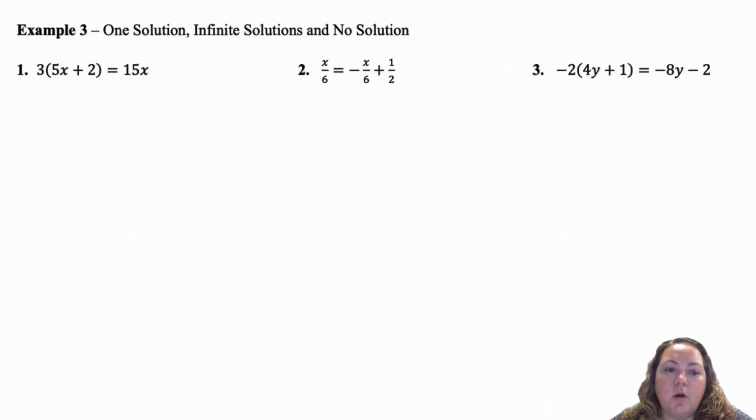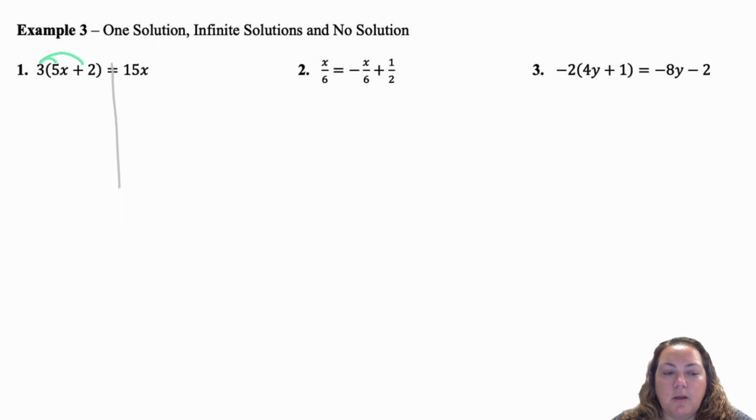All right. One solution, infinite solutions, and no solution. So these are some different possibilities. When you have a variable on both sides, sometimes it will never work or always work, or it only works for one value of x. All right, so we're going to solve these and see which ones we have.